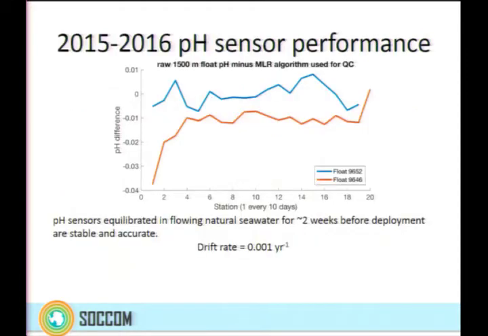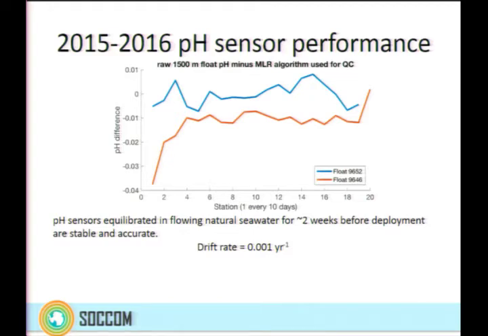What we do is we take the raw sensor data from the float, and we calculate what we think the pH is based on the float temperature, salinity, pressure, and oxygen. And if we look at the difference between the float and the algorithm at 1,500 meters over time, where station 1 would be the first station, and then one station every 10 days, the deployments from this field season, 2015-2016, show very small offsets from the algorithm and essentially no drift rate.